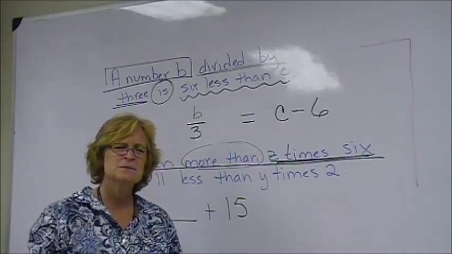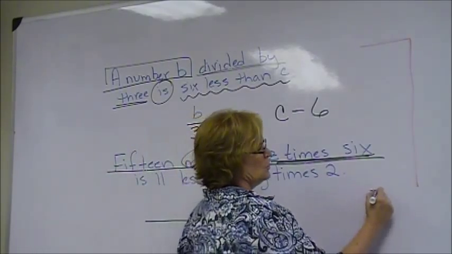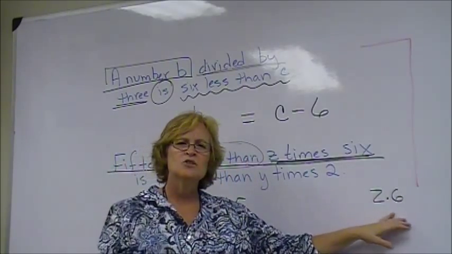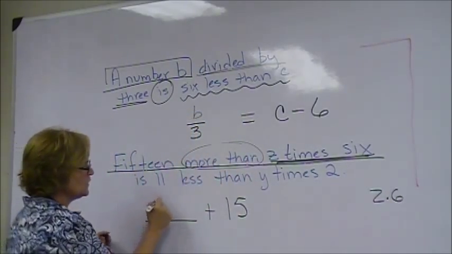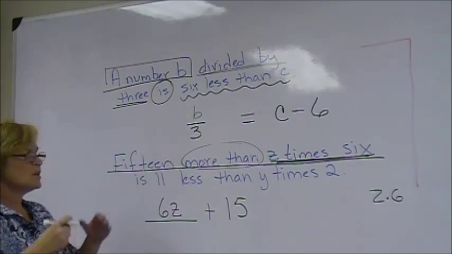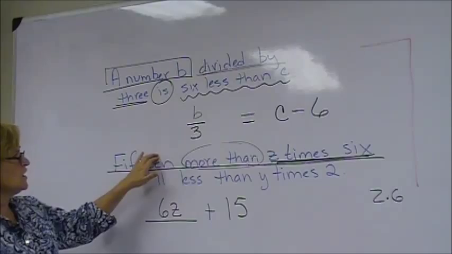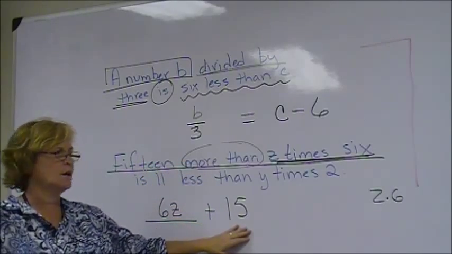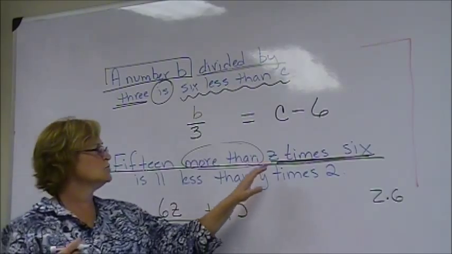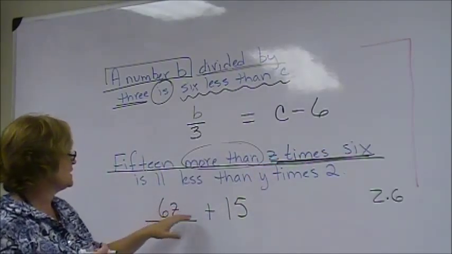How do I write z times 6? It looks like this, but now that we're in algebra, we write it with the coefficient first, so it'll be 6z. So let's read that sentence again. 15 more than, so I added 15. What did I add it to? I added it to z times 6, so 6z.